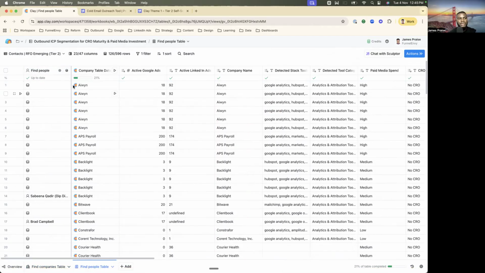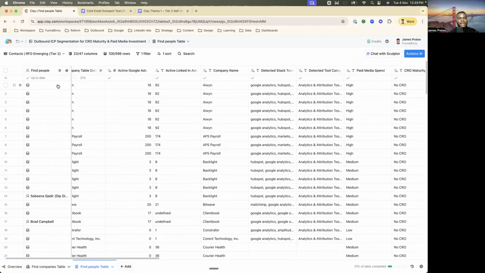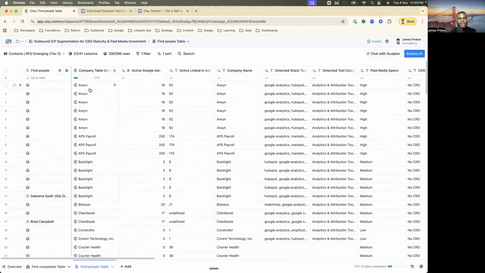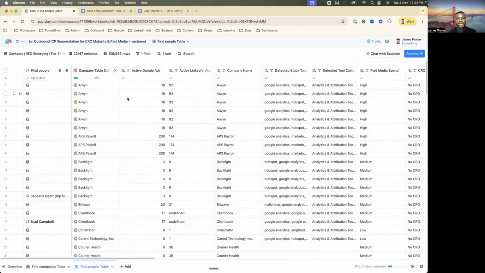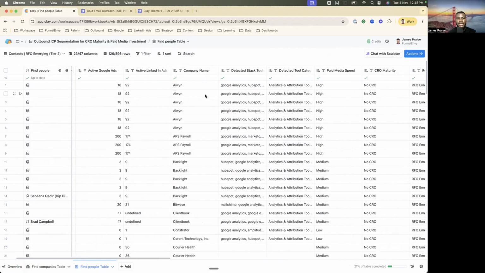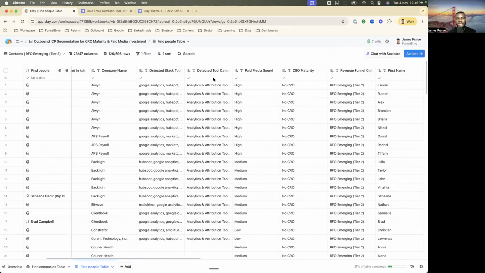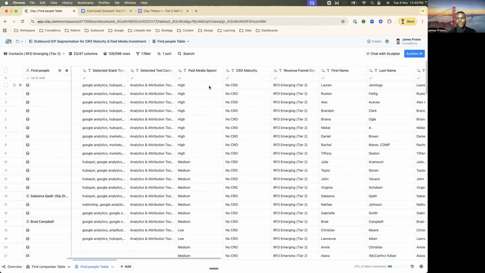So let's look at people now. I did find people from different companies, let's say 3 to 6 for each company that fall under my particular criteria. So I was looking for specific job titles and roles within those companies. And I also imported the data back here in terms of active ads on Google and LinkedIn, as well as the company name, the stack tools, and all of the other things qualified from the company side, right?